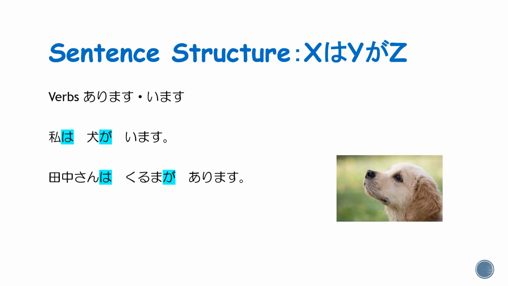The third group is the verbs あります and います. These verbs take が. 私は犬がいます. I have a dog. 田中さんは車があります. 田中さん has a car.